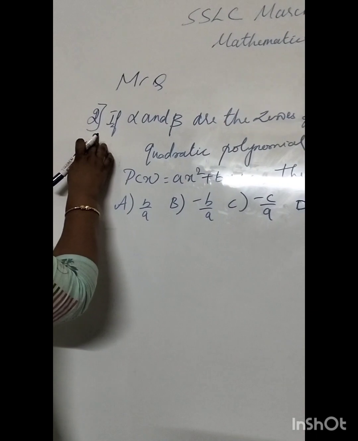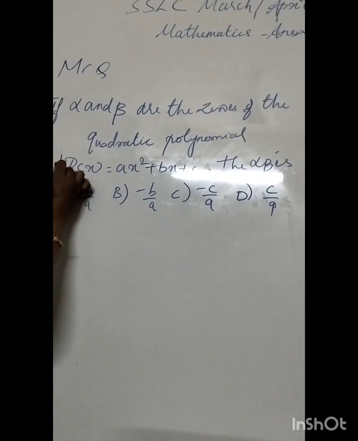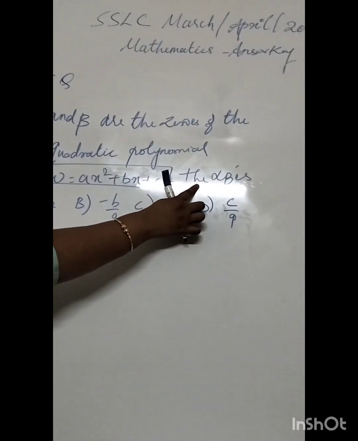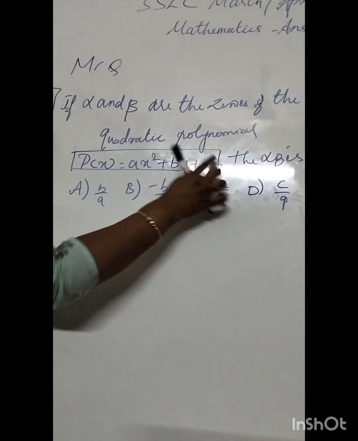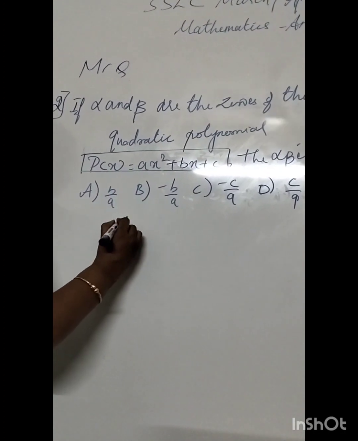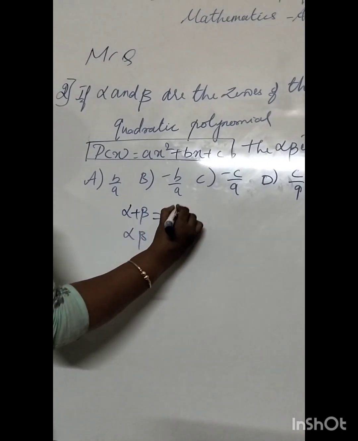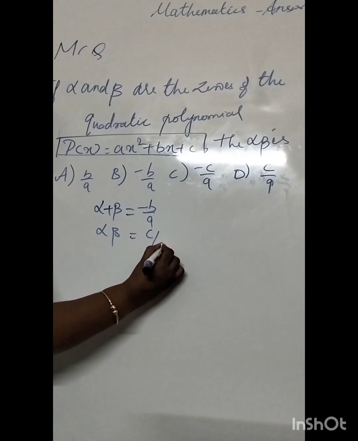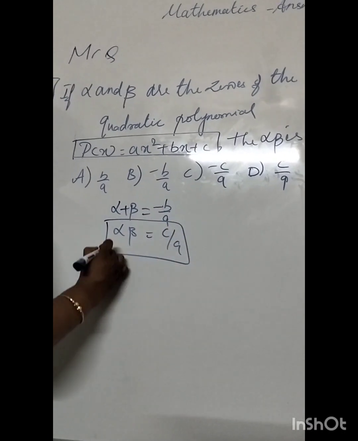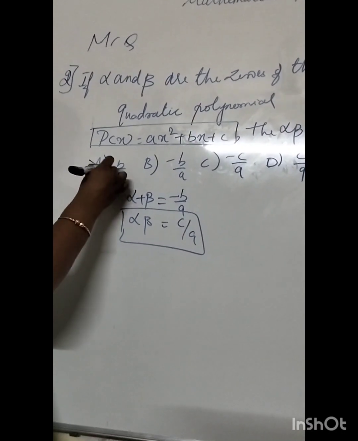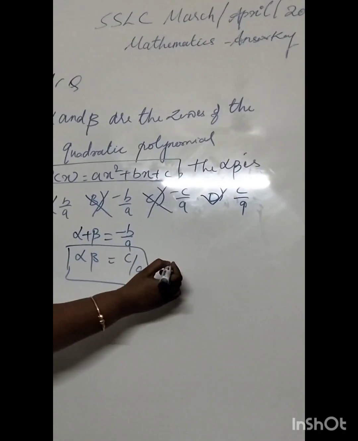The second question of MCQ is, if alpha and beta are the zeros of the quadratic polynomial given in the question, then what is alpha beta? So we know the quadratic equation is ax square plus bx plus c. We have studied the sum of the roots, alpha plus beta, and the product of the roots, alpha beta. So sum represents minus b by a, product represents c by a. According to the question, we need to find the product alpha into beta, which is nothing but c by a. See option A, no; B, yes; C has minus c by a, no. So option B is correct.